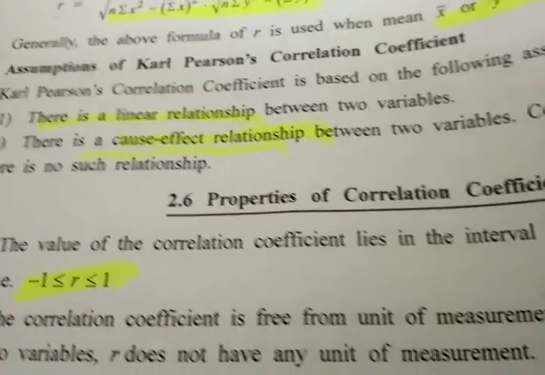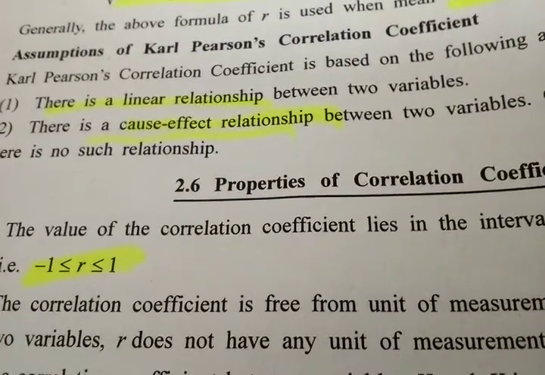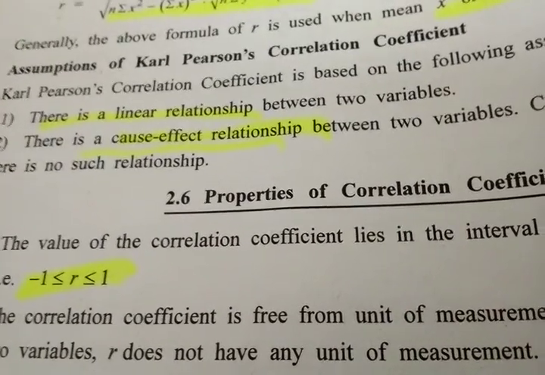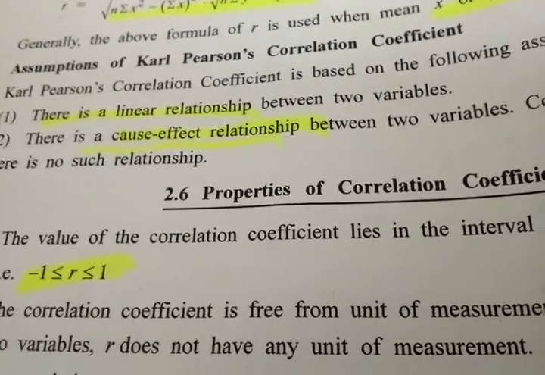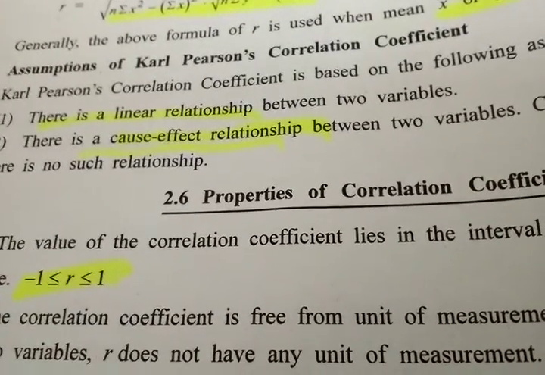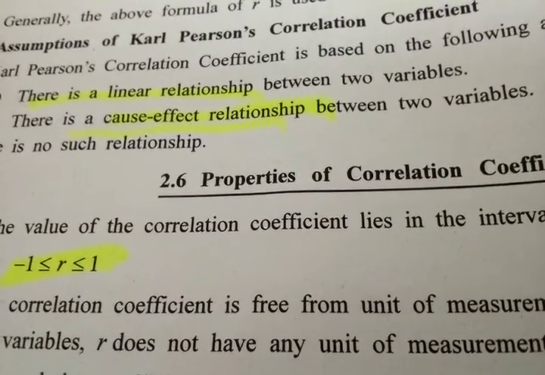Now, what are the assumptions of Pearson's correlation coefficient? First assumption is there is a linear relationship between two variables. We assume that there is a linear relationship. If there is no linear relationship, we need not work out the particular question on this. So there is always supposed to be linear relationship.